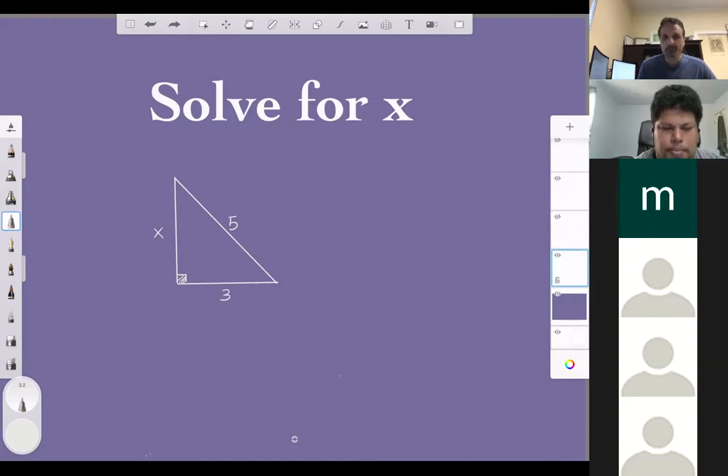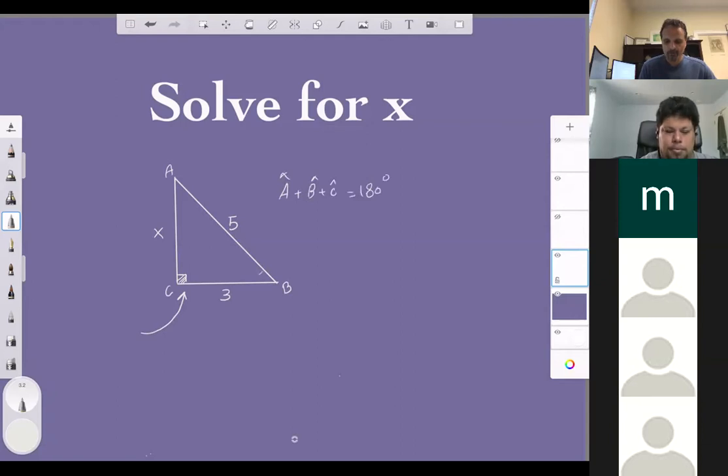We have x, so we have a triangle, and the triangle is a right triangle. Good. So how do we solve for x? We use Pythagorean theorem. So what do we know about triangle? We know if this is A, that's B, and this is C. If you add all the angles, you will get 180 degrees, correct?